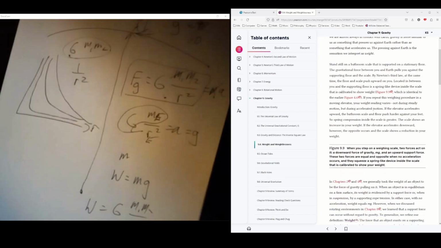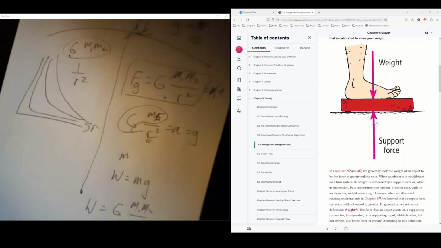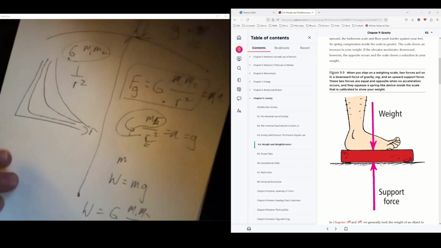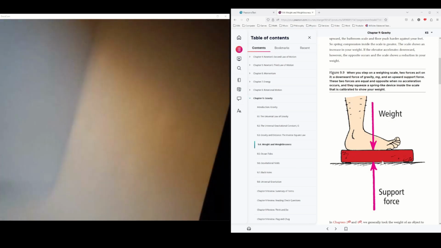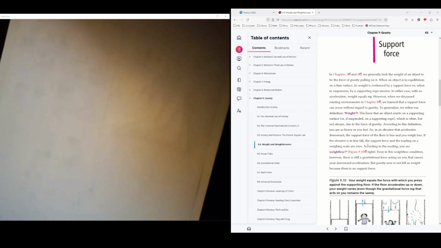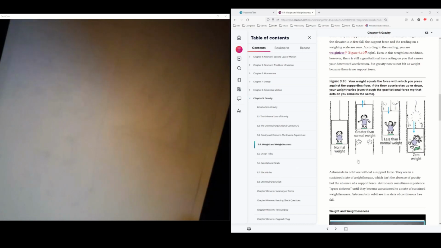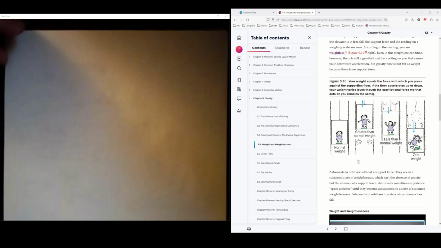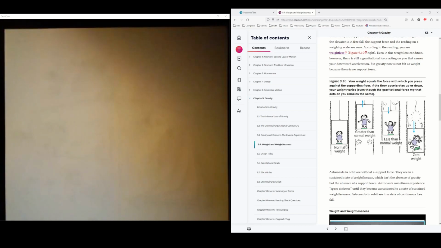So, weight and weightlessness. I was looking at this earlier, and this one scares me a little bit. We talked about weight and how a scale actually reads the normal force. A scale doesn't actually read your weight. And they give this example of being in an elevator. Again, an elevator is a very common type of example because it's easy to understand, because we've all experienced elevators.